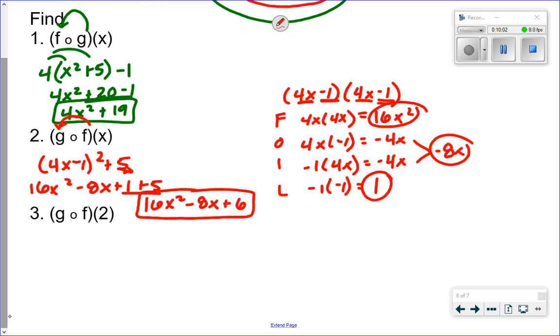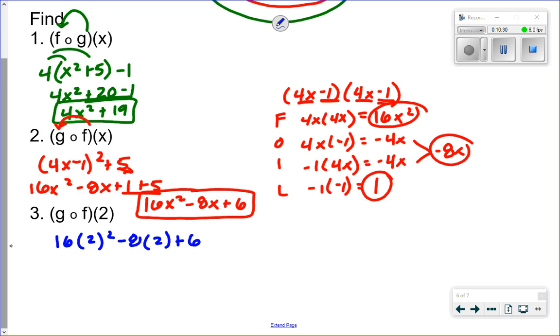Okay, I believe this is our last one. This one says we need to find g of f of 2. Normally we would go back through and do that whole process again because we might not have already solved it. But we already know what g of f is. That's what we just found in problem 2. So I can just take 2 and plug it in for the x's in my answer. So 16 times 2 squared minus 8 times 2 plus 6.